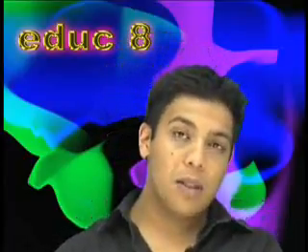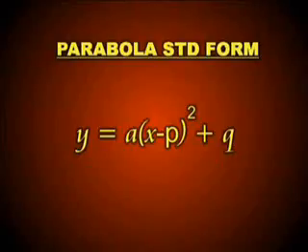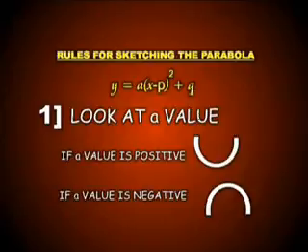I'm going to start with the parabola that is of the form y equals a(x minus b) squared plus q. And I'm going to go through 5 rules that we can use to sketch this type of parabola. Rule number 1. Look at the a value. If the a value is positive, the parabola's shape is that of a smiley face. If the a value is negative, it looks more like a frown.